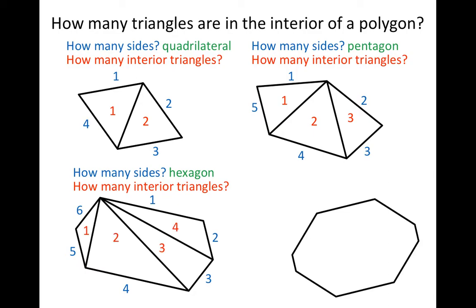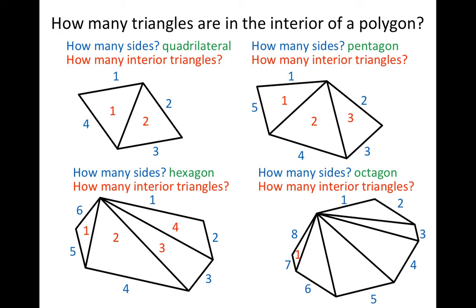Let's try just one more shape there. Count up how many sides it has. This one has 8 sides. It's called an octagon. And how many different triangles could I break that up into? Well, the answer is 1, 2, 3, 4, 5, 6.